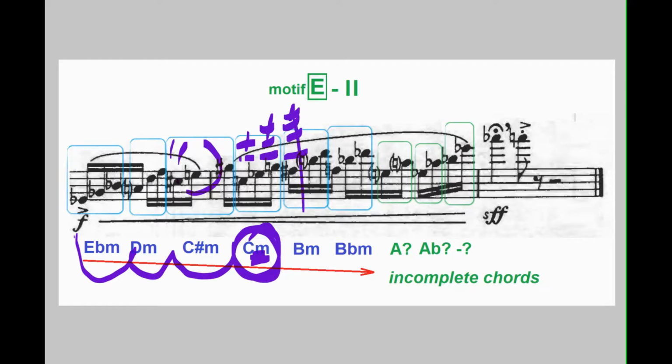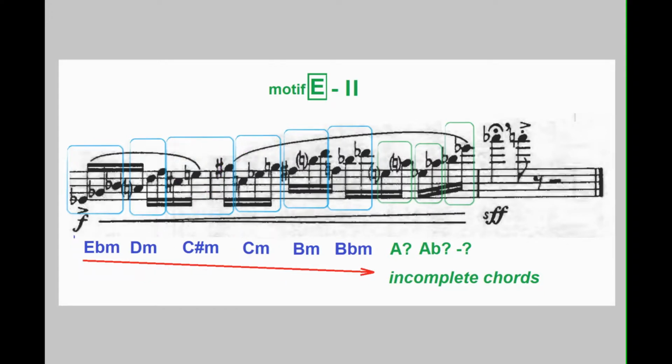With this long G up there. But here we keep within the minor tonality, and we go at the very least 2 more steps, B minor and B flat minor. When we reach this point, we have incomplete chords.